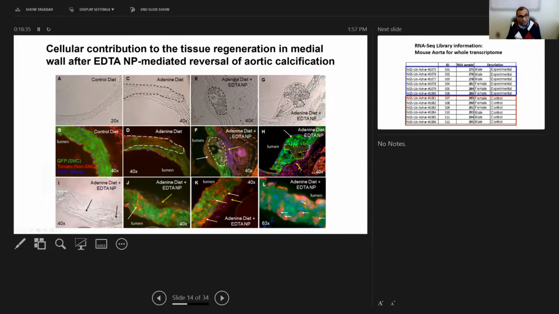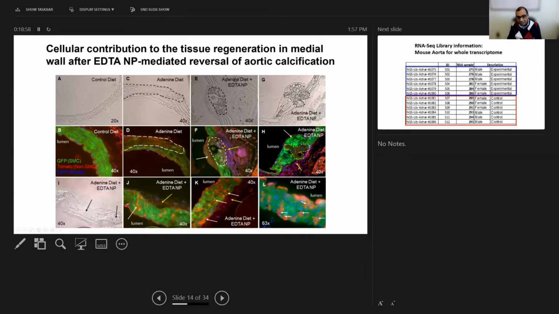So what we have done here, you can see this is the same control experiment. You will see a lot of calcification in the adenine diet treated mice. But if you have mice that are treated with EDTA nanoparticle, you can see there are a lot of cells that are coming which are not smooth muscle cells. So now you will see that the tissue seems to have regenerated quite a bit, but it's getting a lot of help from the adventitial side.